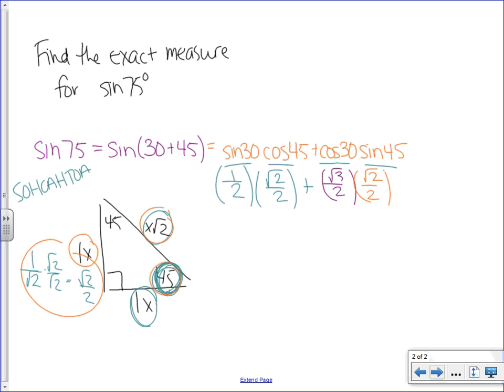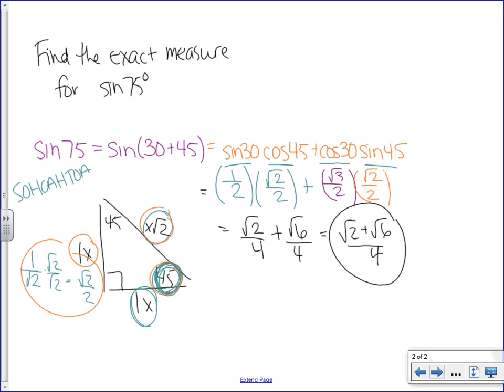And now we can just simplify this like we've been doing with these formulas. So here I get the square root of 2 over 4 plus the square root of 6 over 4. And that's about it. Square root of 2 plus the square root of 6 all over 4. Done. Boom, baby. Okay? We got an exact value. No rounding, no anything messy. For the sine of 75 by using trig values that we knew and this new formula that we got.